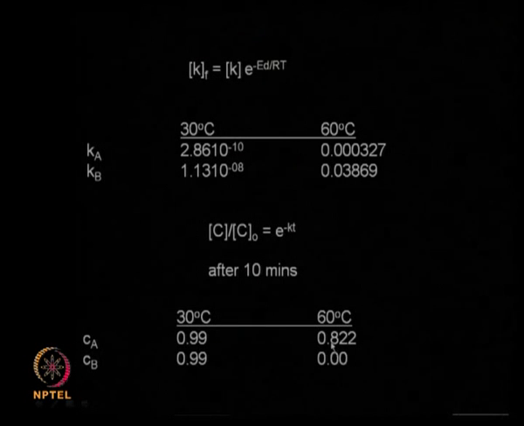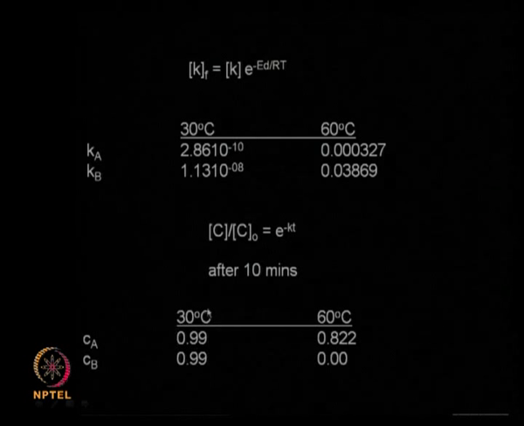So what does this mean? It means the lipase 1 at 60 degrees centigrade after 10 minutes will have an activity of 0.822, whereas the lipase 2 after 10 minutes activity has become almost 0. See, a large change has happened.